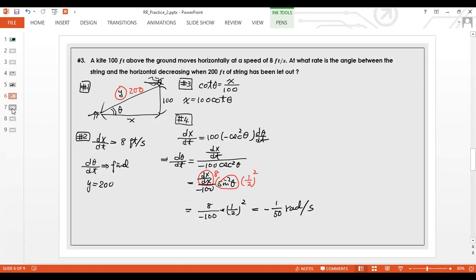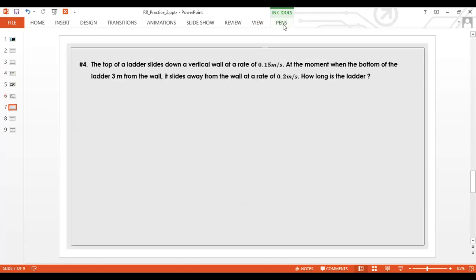Okay, so let's take a look at the next one here. The next one, we did a similar problem in our lecture series. So let's take a look at this one. Say the top of a ladder is sliding down a vertical wall at a rate of 0.15 meter per second. At the moment when the bottom of the ladder is 3 meters from the wall, it slides away from the wall at a rate of 0.2 meter per second. How long is the ladder?